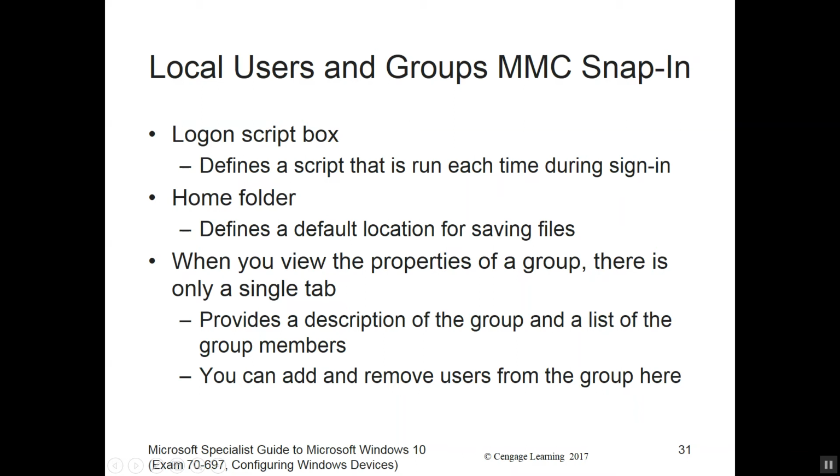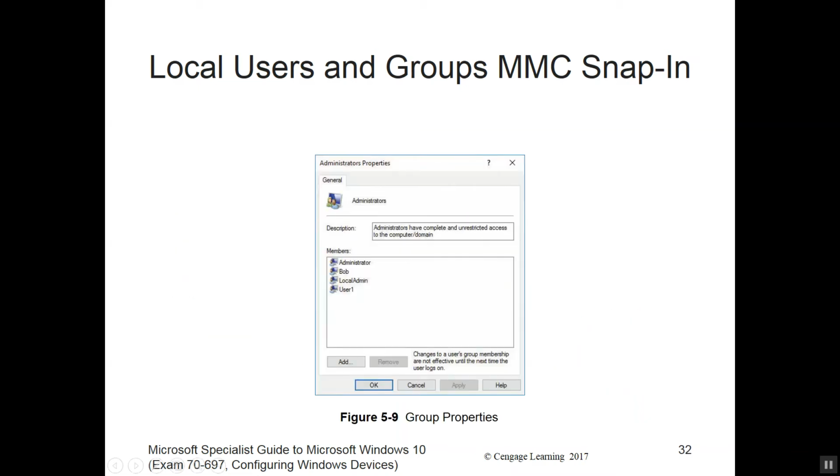When you view the properties of a group, there's only a single tab. It provides a description of the group and a list of group members. You can add and remove users from the group there. Now here it is, one tab. We can add, and this is for the group itself. I can add members to it.